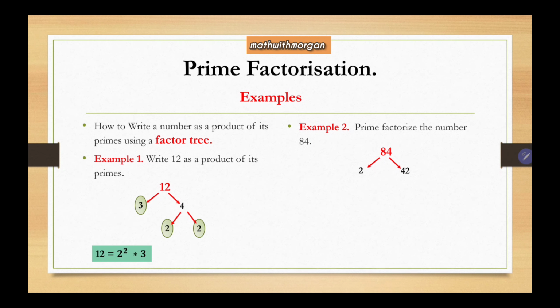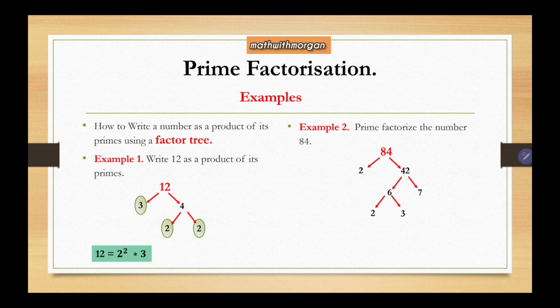Okay, so 42 can also be broken down again into 6 and 7. Keep in mind you can have different numbers than I do. It doesn't really matter. You would always get the same answer. Okay, now 7 is a prime number, 6 is not, so we need to break down 6 into 2 parts again. That gives us 2 times 3.